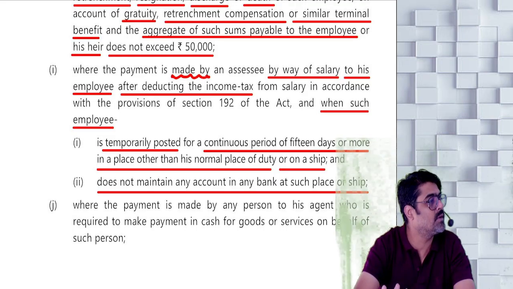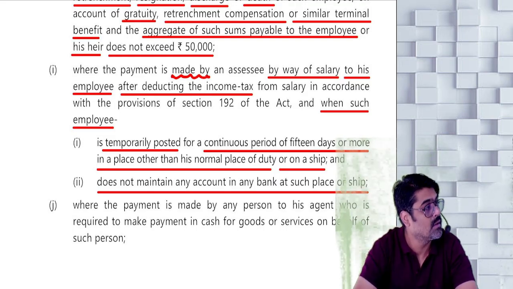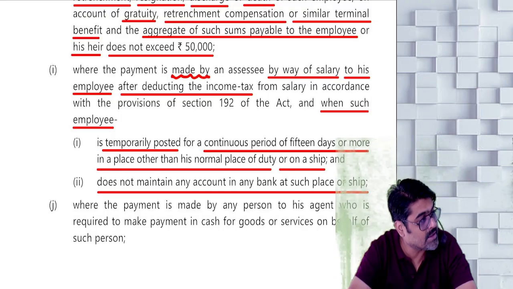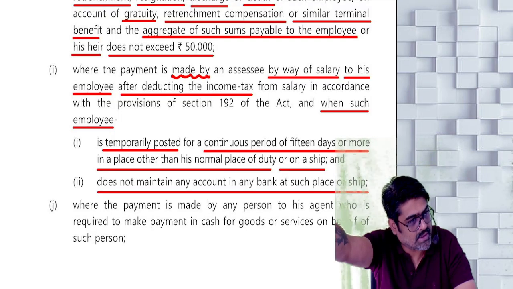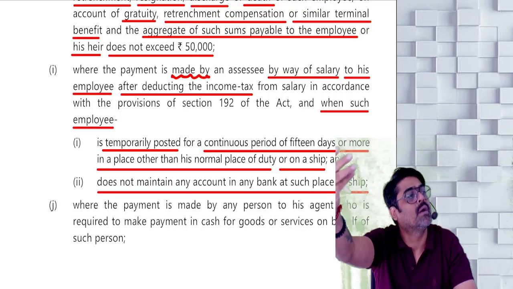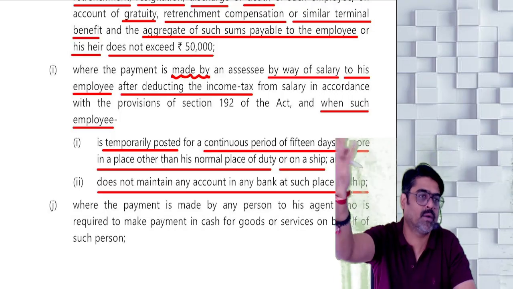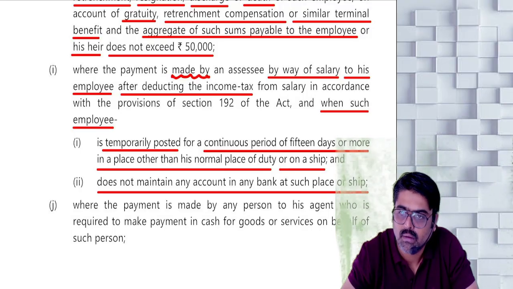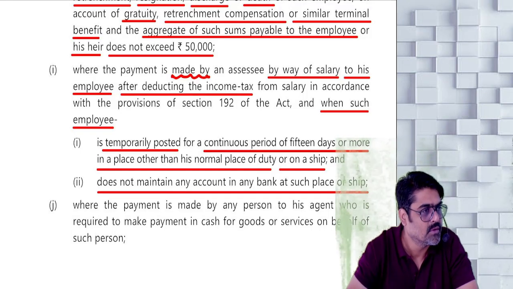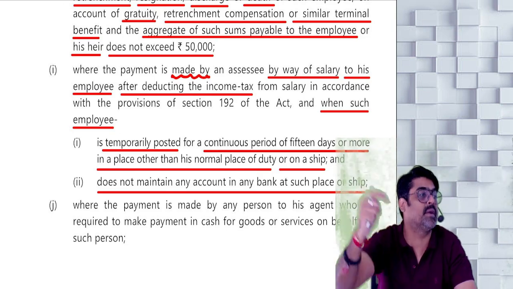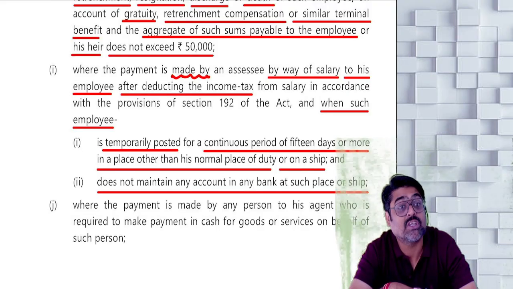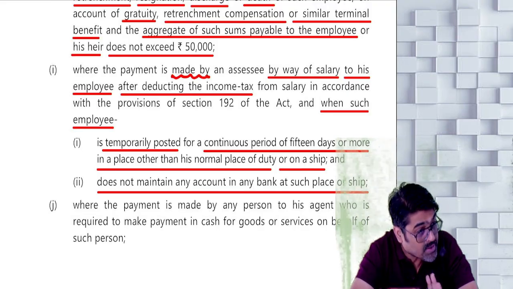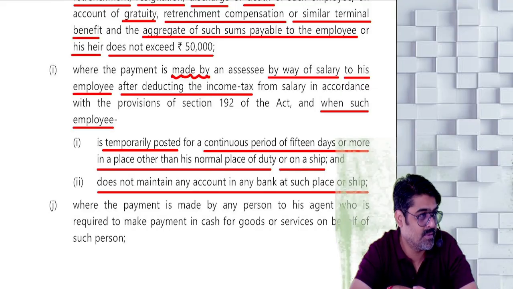Your normal place of duty. Where is your office? Bangalore. But you are going to some other place. Am I permanently placing you there? No. I'm posting you for a temporary period. Do your work and then come back to your base. So if the employee is temporarily posted to some place which is not his usual place of duty, or the employee is posted on a ship, crew members, yes or no?